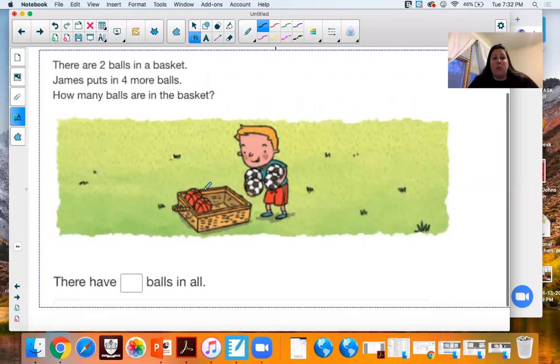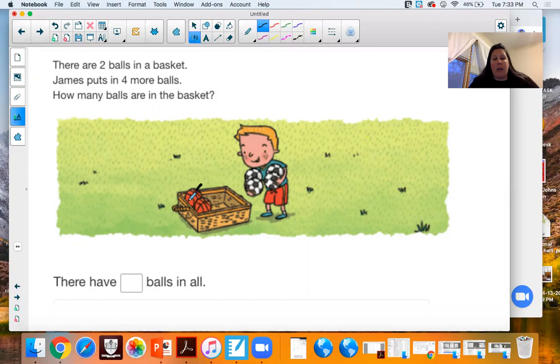Now, there are 2 balls in the basket, and James puts in 4 more balls. So they want to know how many balls are in the basket. So what are we going to do? We're going to count the balls. They don't want to know the number equation, but we'll write it at the end. So let's count how many. 1, 2, 3, 4, 5, 6. There are 6 balls in all.